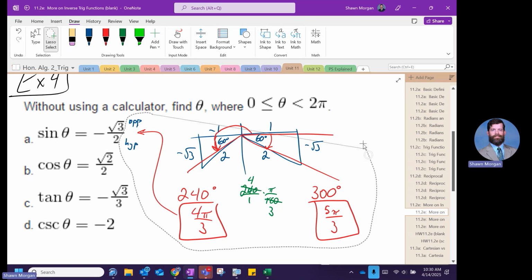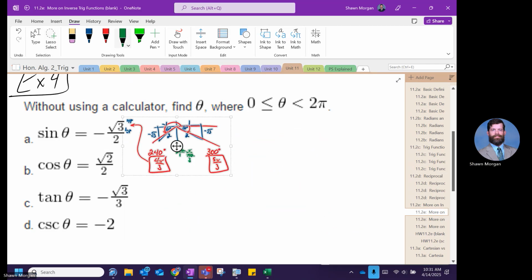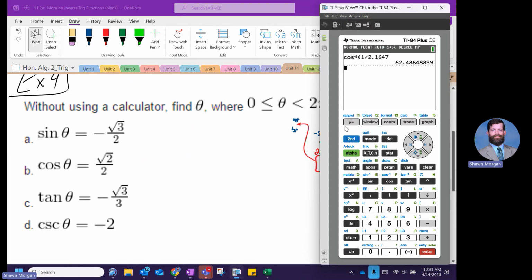Now, I don't know if you guys feel as comfortable with your calculators as I do. But I'm going to show you how to solve this problem in a different way on the calculator. Are you ready for this? This is a different way to solve this equation on the calculator. You might like this way a little bit better. Okay.